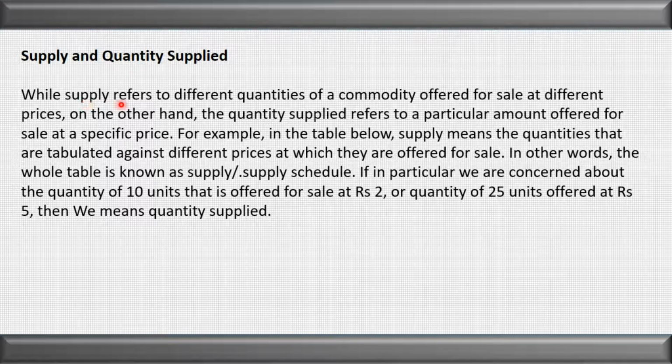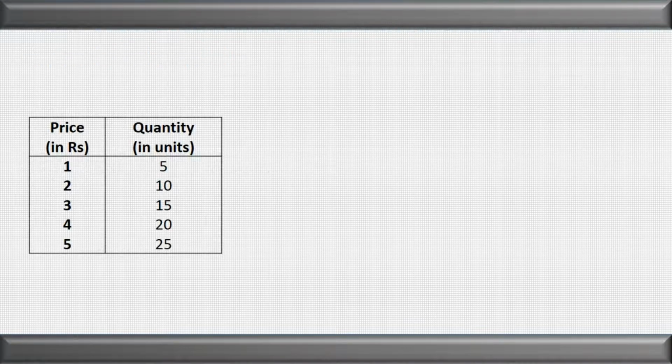Listen, supply refers to the different quantities of a commodity offered for sale at different prices. So what is supply? Supply means making the goods available by a firm or group of firms at different prices at a particular point of time. We can see over here, when the price increases, supply also increases. Remember one thing, in the case of supply, there is a positive relationship between price and quantity supplied. So when the price increases, supply increases.